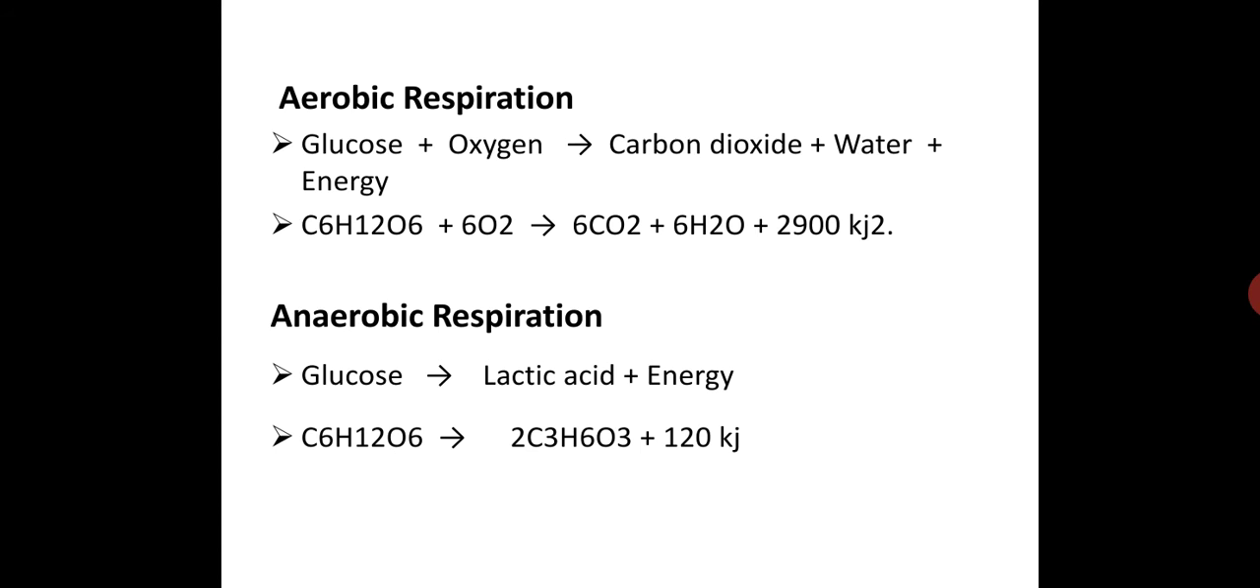You can see the equation here, where the glucose molecule combines with 6 molecules of oxygen to produce 6 molecules of carbon dioxide and 6 molecules of water and 2900 kilojoules of energy, which is in the form of ATP. So this is what is called aerobic respiration.